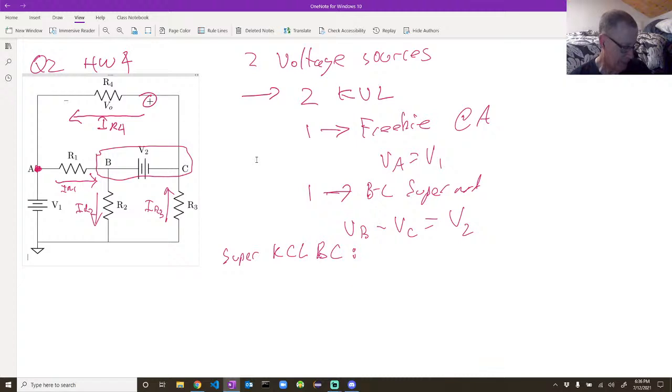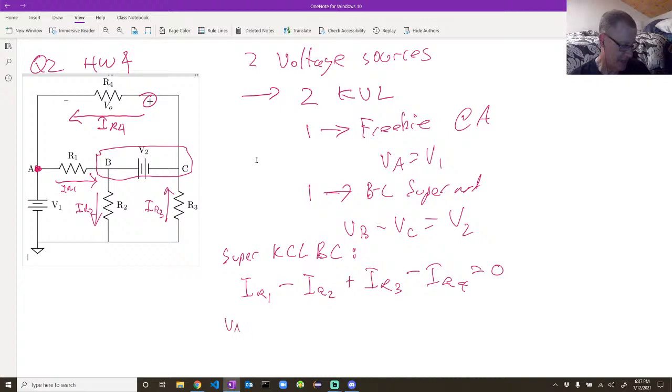Okay, so then for this particular node, the super KCL equation is: IR1 is flowing in, so we add it. IR2 is flowing out, so we subtract it. IR3 is flowing in, so we add it. And IR4 is flowing out. Okay, so there's our KCL equation. Now we've got to change all of those device currents to being in terms of our unknowns, VA, VB, and VC.